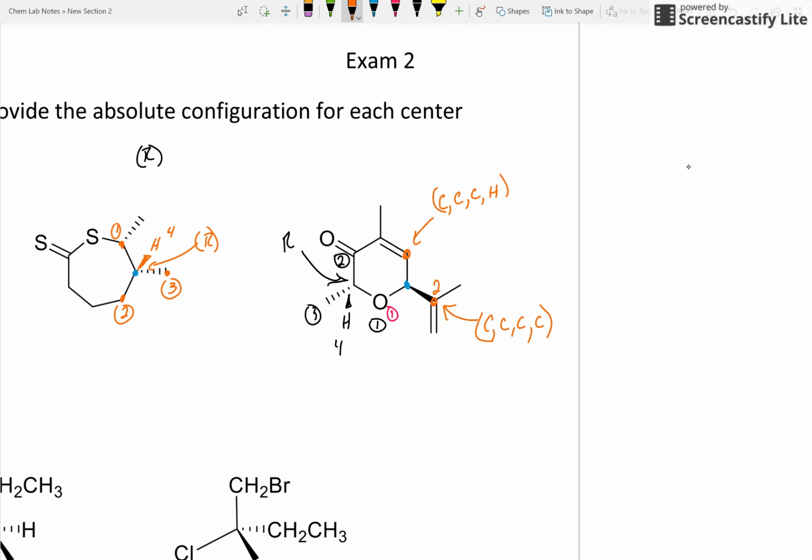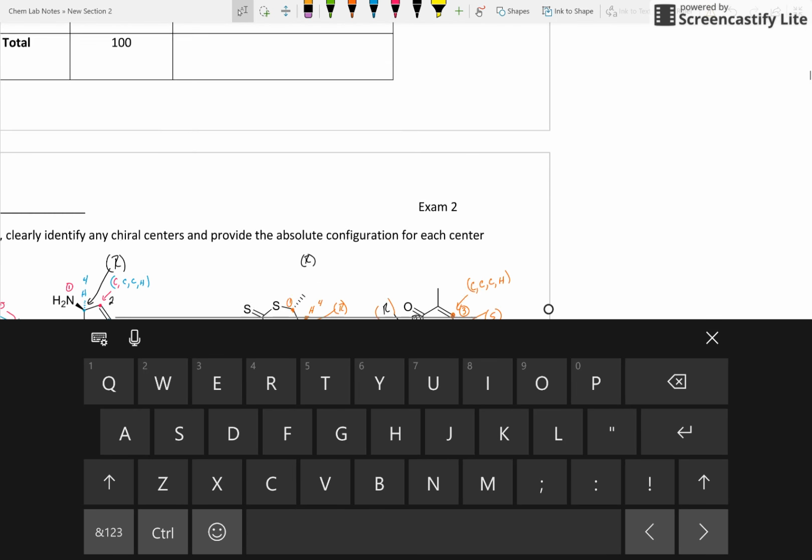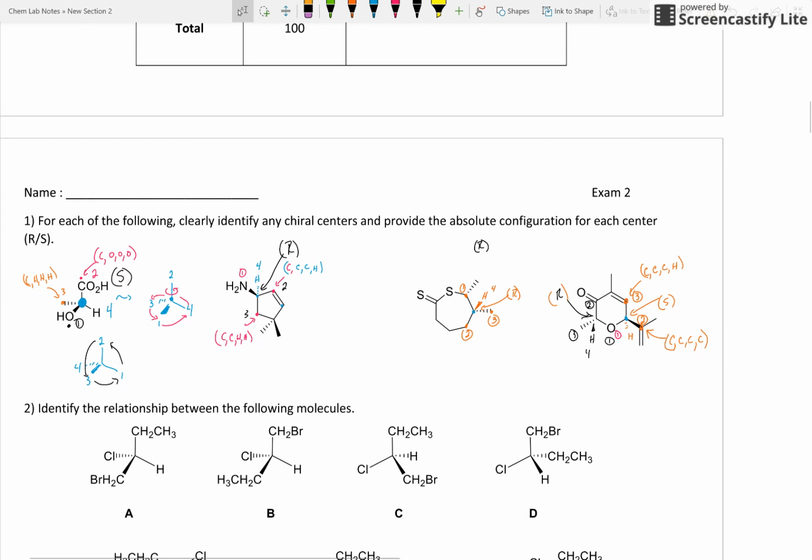Compare our lists. This is 2. That's 3. Hydrogen is facing away from us. That's 4. So we just look at it the way it is. S. So R versus S. Let's see if I can zoom out. Oops. Sorry about that. So there is the way that we answer number 1.